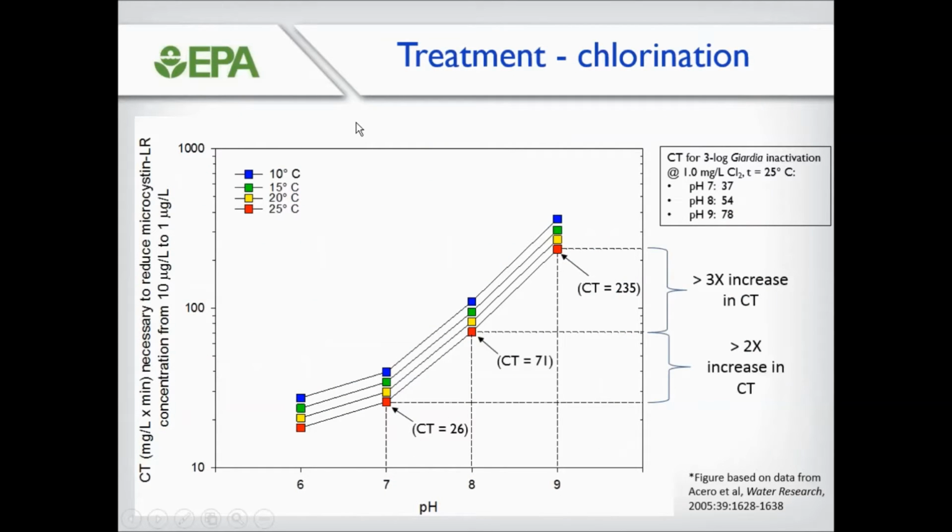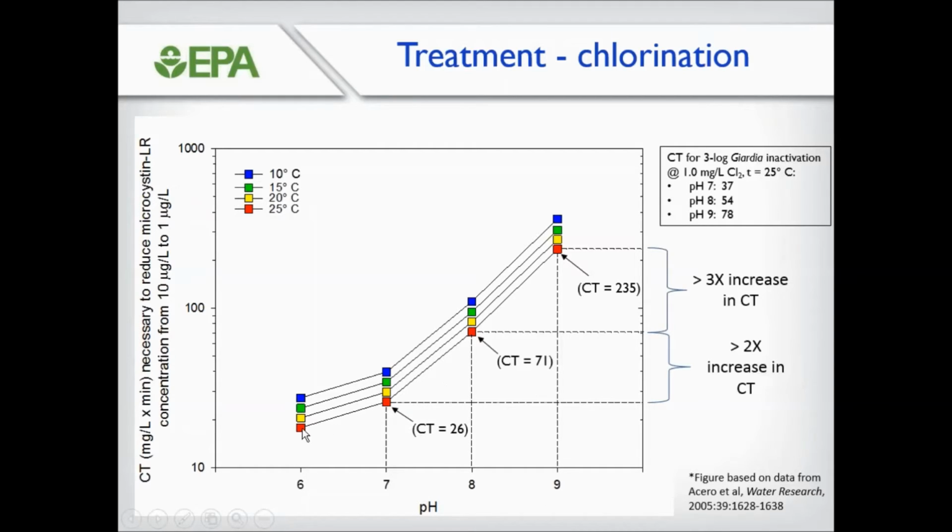Here, moving from the coagulation, flocculation, sedimentation to the chlorination process. In this slide, we are summarizing the CT that's necessary to reduce microcystin-LR concentration from 10 microgram per liter to 1 microgram per liter. We're looking at 4 different temperatures, 10, 15, 20, and 25 degrees Celsius, and 4 different pHs, 6, 7, 8, and 9.